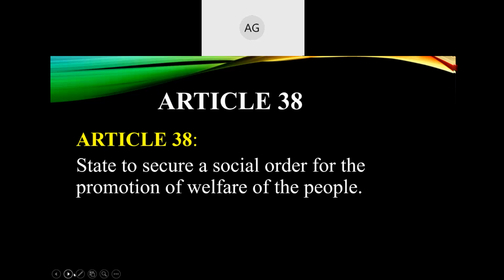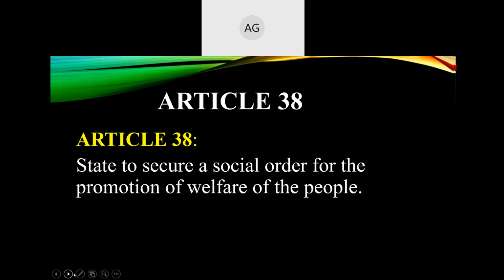Students, in all, there are 16 articles to be studied under directive principles of state policy. So let us study each one by one. The first article starts from Article 38. Article 38 states that the state shall secure a social order for the promotion of welfare of the people.